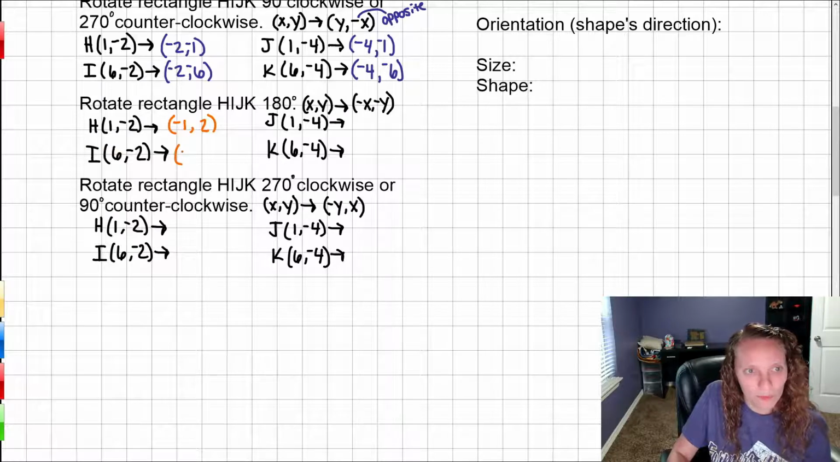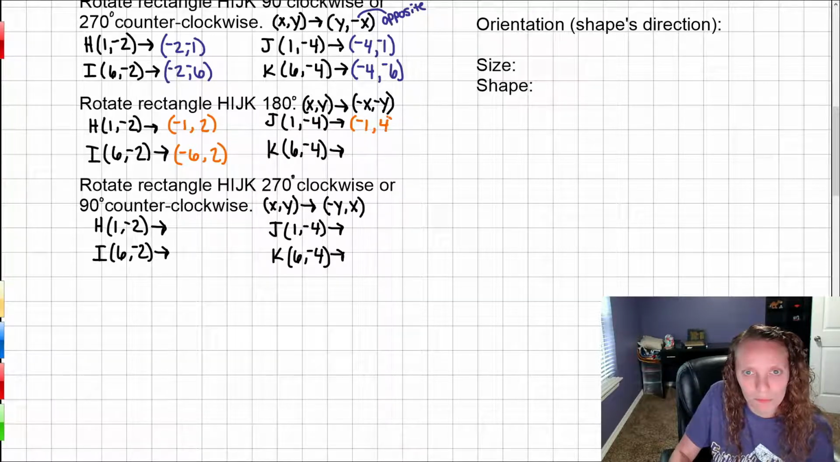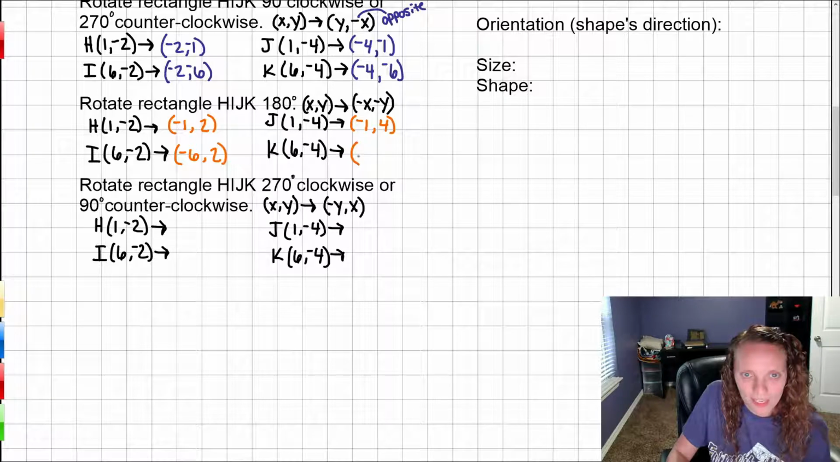So the opposite of +6 is now -6. The opposite of -2 is now a +2. Again, they're going to go in the same order, but now we're taking the opposite of 1, which is -1, and the opposite of -4, which is +4. And let's do it one more time. Same order. Opposite of +6 is -6. Opposite of -4 is +4.